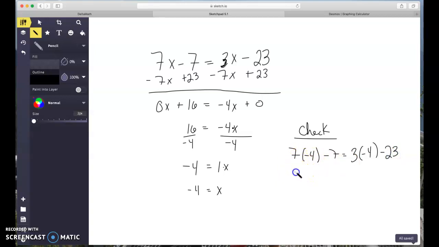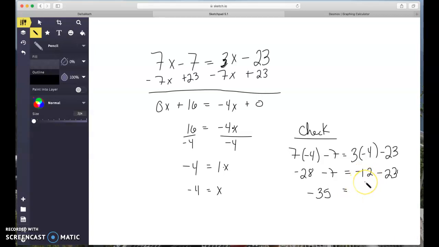7 times negative 4 is negative 28. 3 times negative 4 is negative 12. And negative 28 minus 7. This is sometimes where we get a little confused on, is it more negative or more positive? This is one of those times where thinking about it like money is really helpful. Your friend owes you $28 on Monday, and then they borrow another $7 on Tuesday. So now your friend owes you $35.